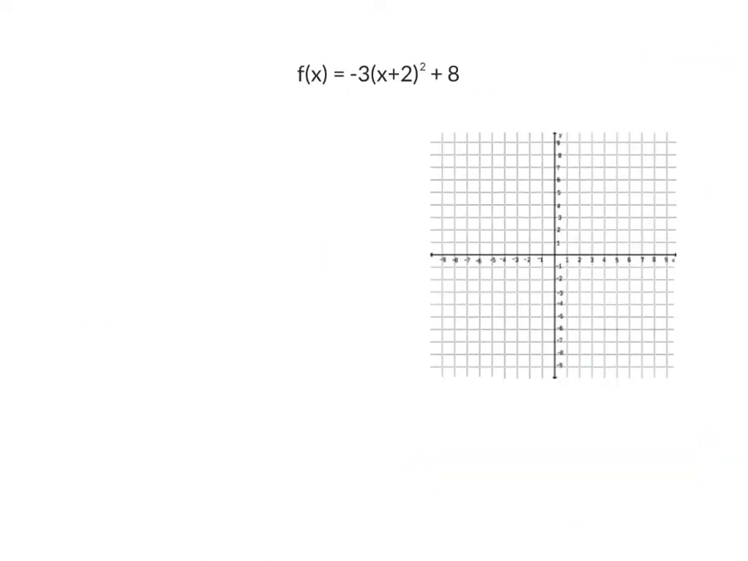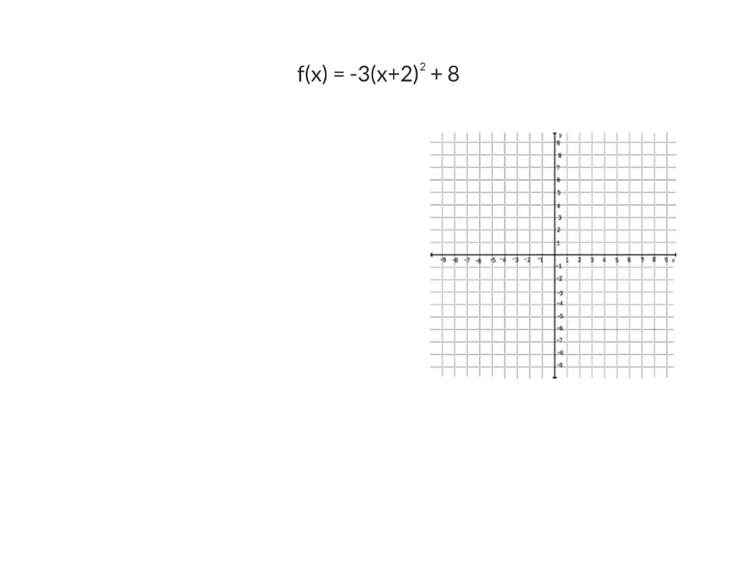Now let's try taking a look at another example. Here we have the function f(x) = -3(x + 2)² + 8. Our first step, remember, is to identify our axis of symmetry, or the line x = h.